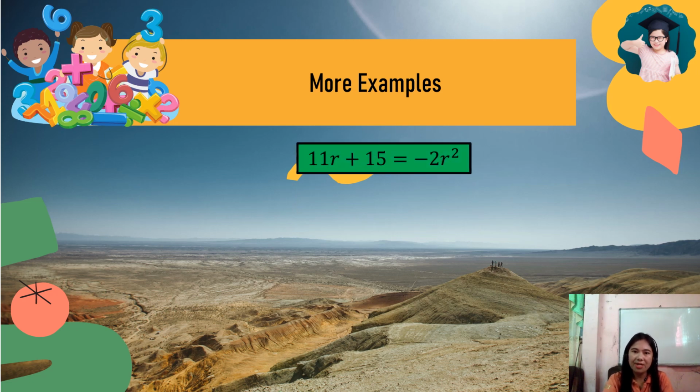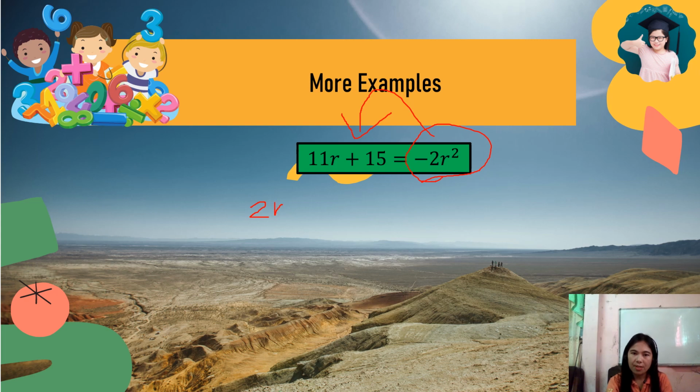So, we have 11r plus 15 equals negative 2r squared. So, it is very clear that this is not in standard form. So, kailangan muna nating mag-standard form. So, dapat dito, from the standard form na ax squared plus bx plus c equals 0, dapat nauna si negative 2r squared. So, kailangan niyang pumunta doon sa kabilang mundo. So, dahil tatawid siya ng equal sign, the negative sign will be changed into positive.